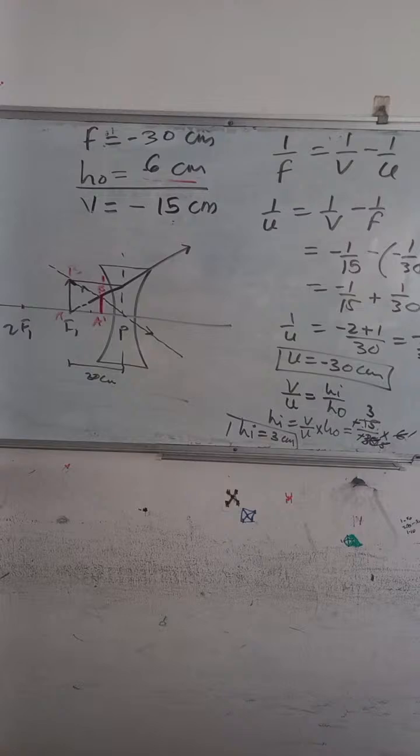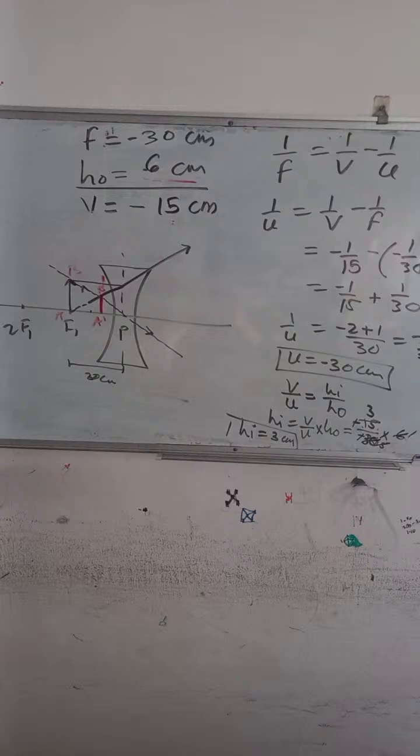Okay, write down the next question. A beam of light, or beams of light, are incident through the holes A and B, and emerge out of the box through the holes C and D respectively, as shown in the figure.